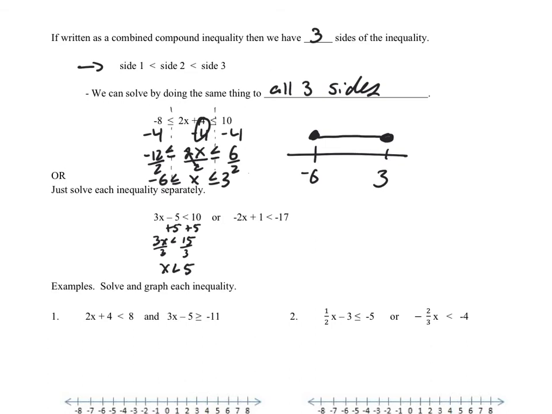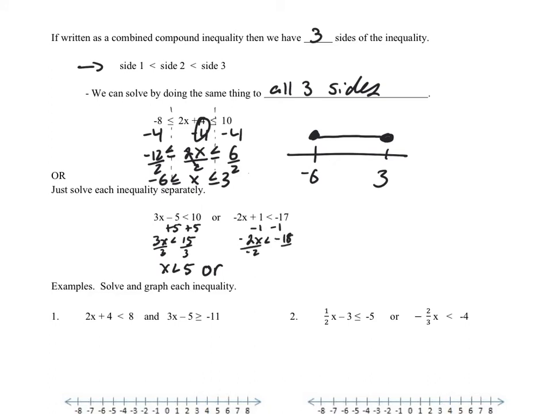Now, if we do this nicely and our inequalities line up, we don't have to rewrite, but we do want to make sure that our answer is neat at the end. So we can say or, and now solve the other one. So subtract 1 from both sides. Negative 2x is less than negative 18.